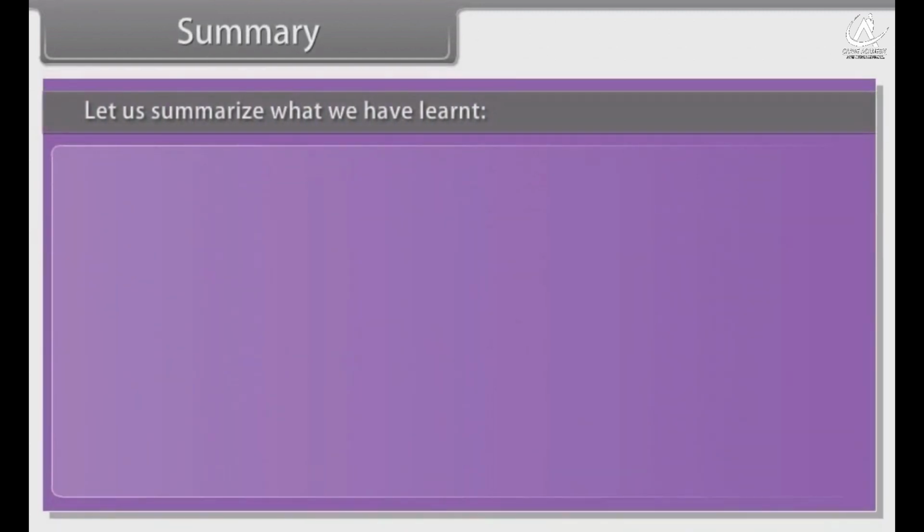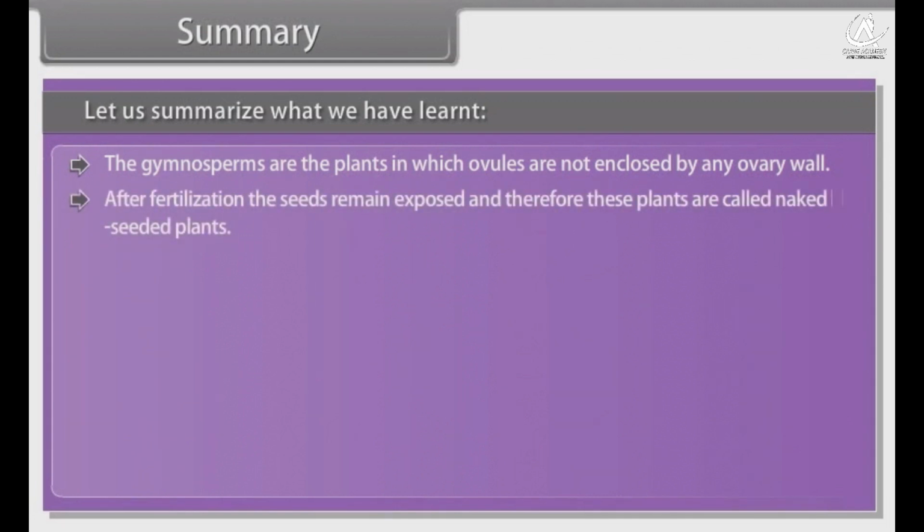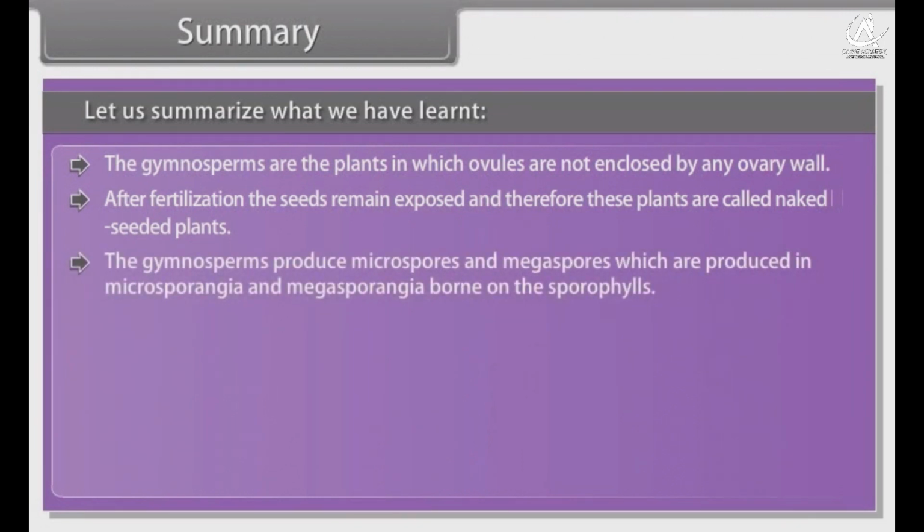Summary. Let us summarize what we have learned. The gymnosperms are the plants in which ovules are not enclosed by any ovary wall. After fertilization, the seeds remain exposed, and therefore these plants are called naked-seeded plants. The gymnosperms produce microspores and megaspores, which are produced in microsporangia and megasporangia borne on sporophylls.